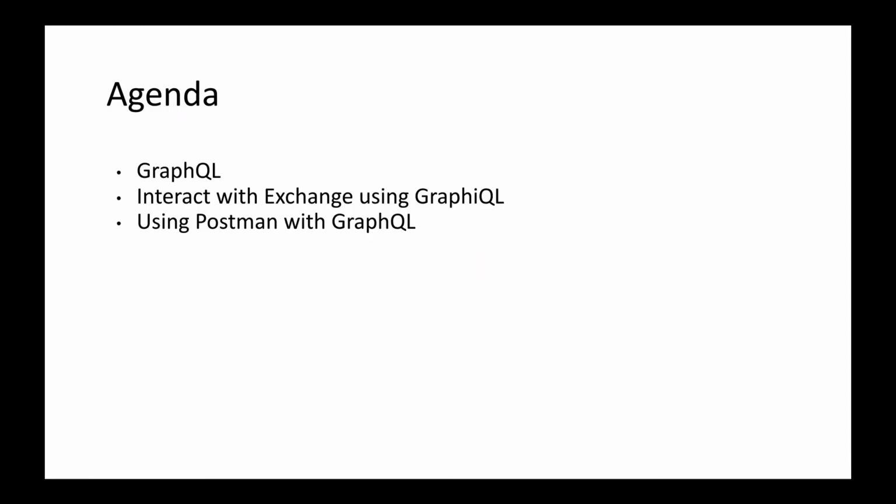So a quick agenda, I'm going to go ahead and cover GraphQL at a very, very high level. I'm going to assume that you guys have some familiarity with the GraphQL API already. I'm going to jump into the Anypoint Exchange and use the graphical interface and interact with the Exchange GraphQL API. And then lastly, I'm going to jump into Postman and talk about different ways to interact with it in that interface as well.